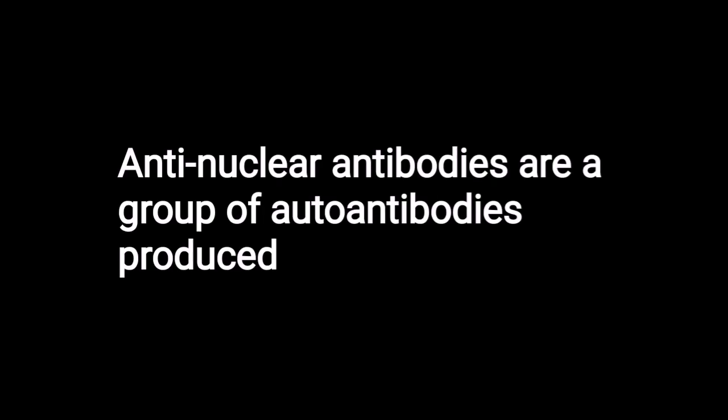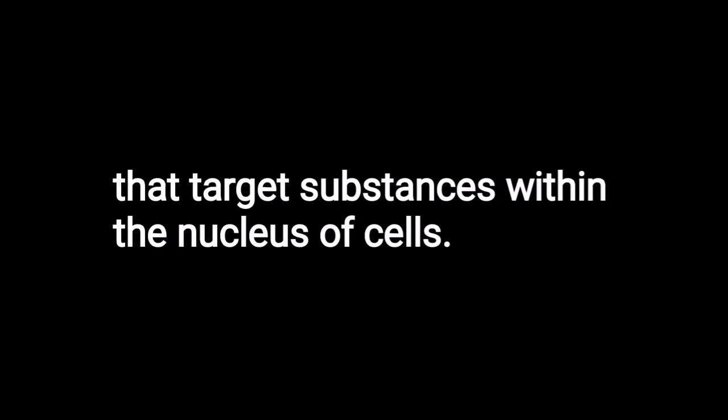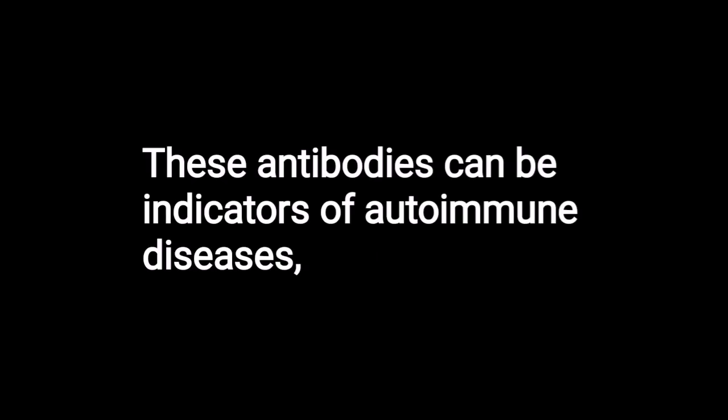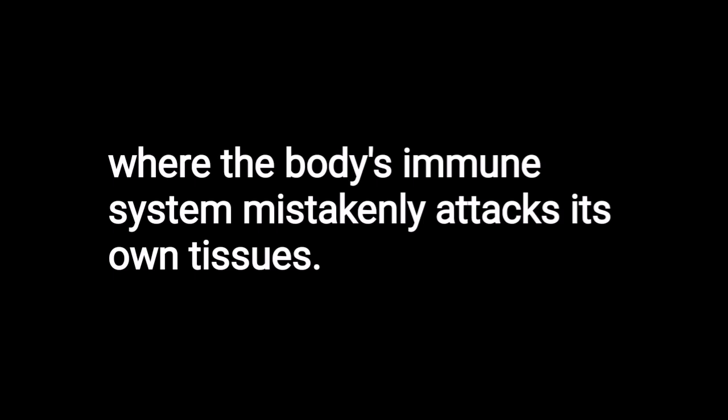What is ANA? Antinuclear antibodies, ANA, are a group of autoantibodies produced by the immune system that target substances within the nucleus of cells. These antibodies can be indicators of autoimmune diseases, where the body's immune system mistakenly attacks its own tissues. The ANA test measures the presence and level of these antibodies in the blood, making it a valuable tool for diagnosing various autoimmune conditions, including those that affect the musculoskeletal system.